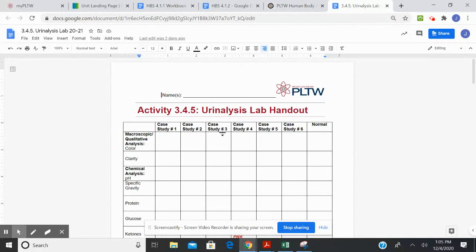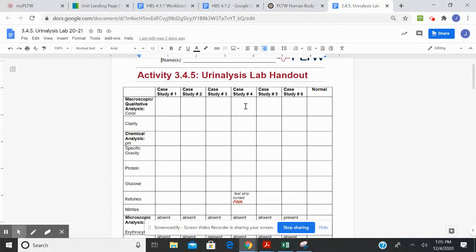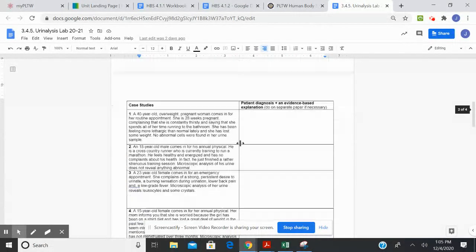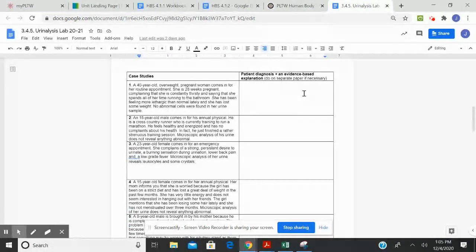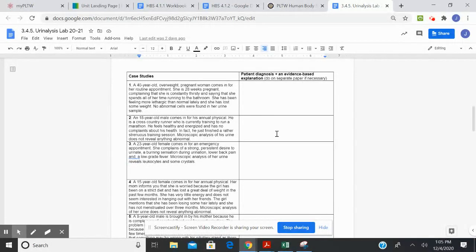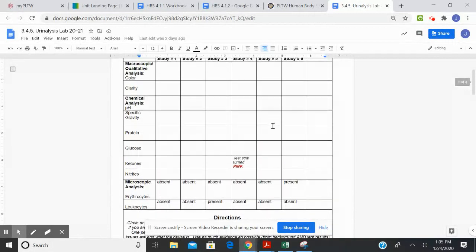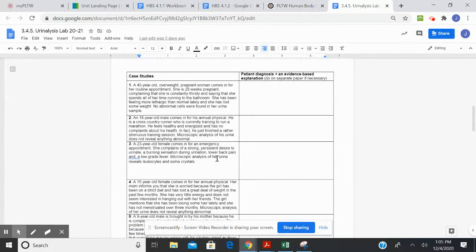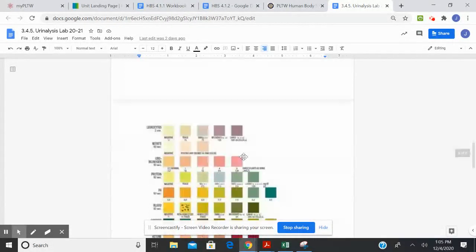So you may have gotten some of this done. Some of you got a couple of these tested. Some of you got more than that. So you will finish testing these individuals for what is in their urinalysis. And hopefully you have made a diagnosis already for what you think they have. And then you are going to provide an evidence-based explanation using the evidence from the urinalysis as well as their symptoms to confirm what their diagnosis is.